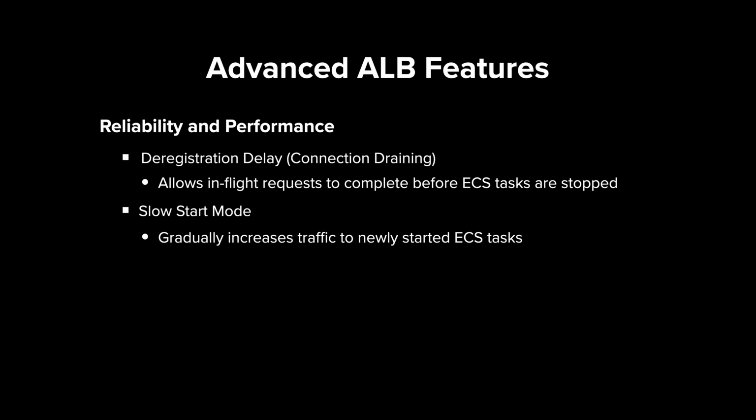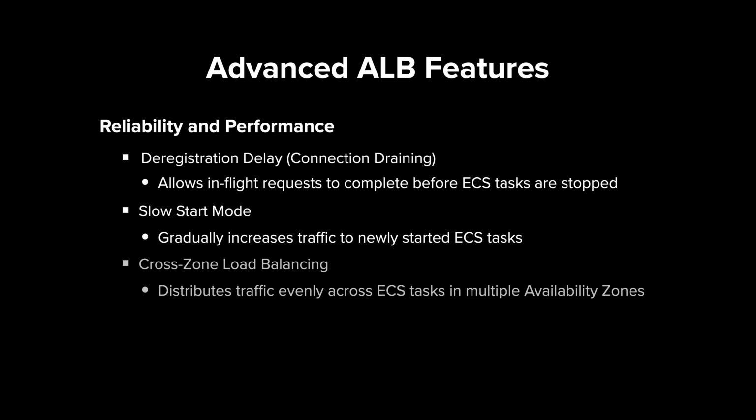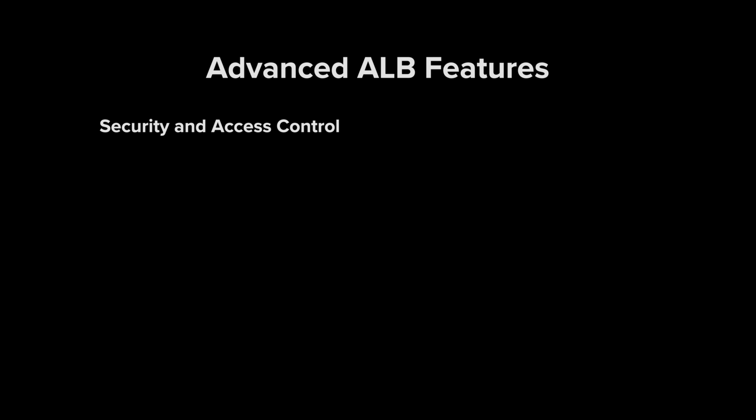Slow start mode helps improve application stability by gradually increasing traffic to newly started ECS tasks, instead of sending full traffic immediately. Cross-zone load balancing ensures traffic is evenly distributed across ECS tasks running in multiple availability zones, improving both performance and availability.